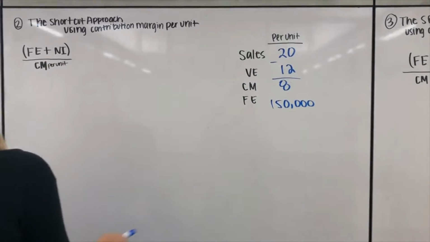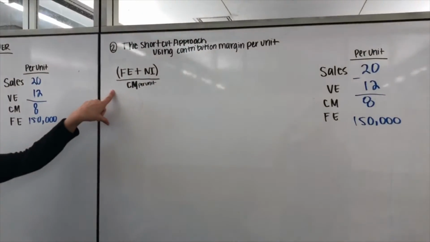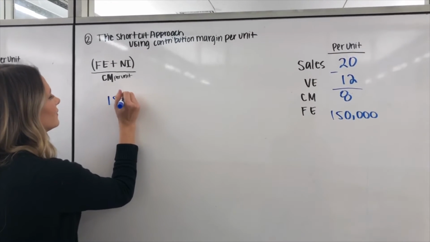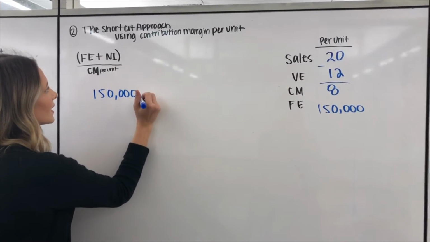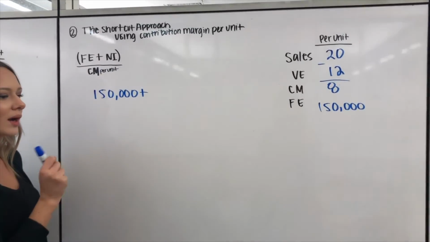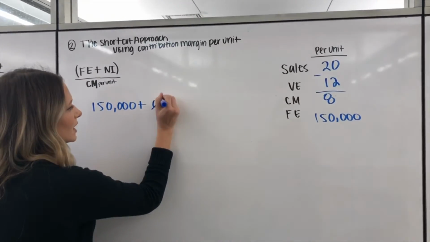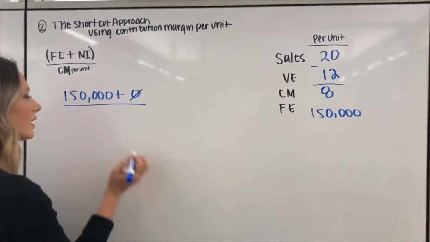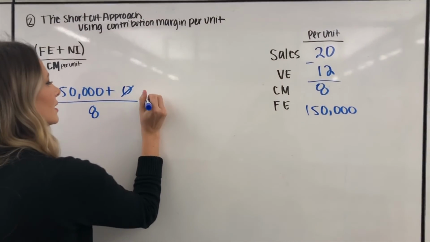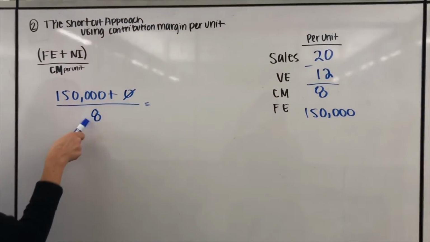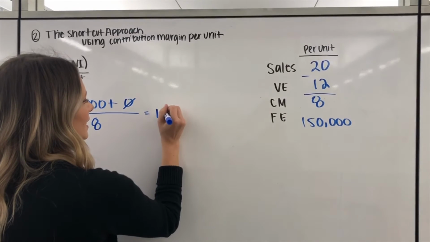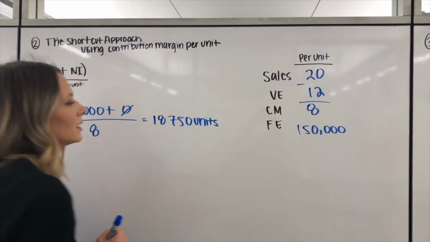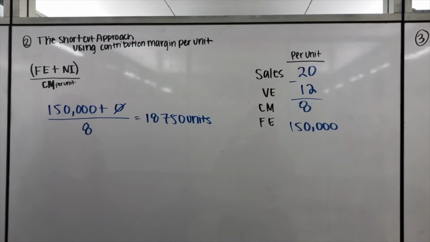Now we're going to take all of this and plug it into the shortcut approach equation. So we're going to have our fixed expenses at $150,000 plus our net income, which we want as 0 for break even, divided by the contribution margin per unit, which is going to be our $8. So you're going to take $150,000 divided by 8, which leaves us with 18,750 units the manufacturer needs to make in order to break even.